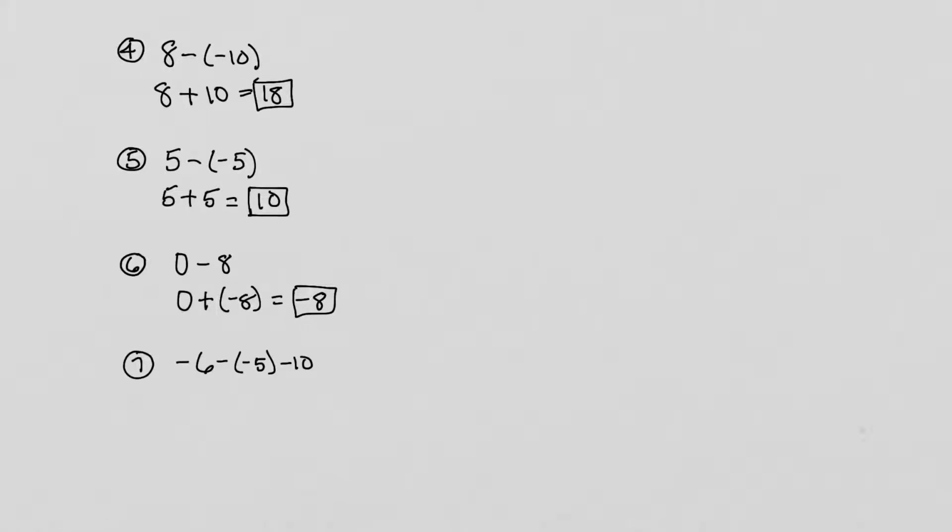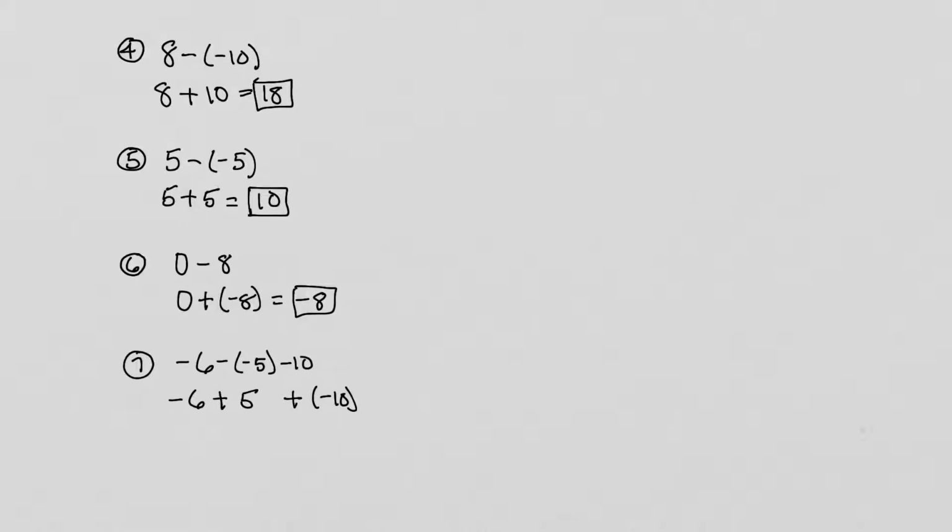Let's try this one here. So we've got, in this one we have two subtractions. So I've got a subtraction here and a subtraction here. I'm going to change both of these to additions, so it'll look like this. Negative 6 plus, change this one over here to a plus, right? I've changed the subtractions to additions of the opposites. Now the opposite of negative 5 is 5, and the opposite of 10 is negative 10.